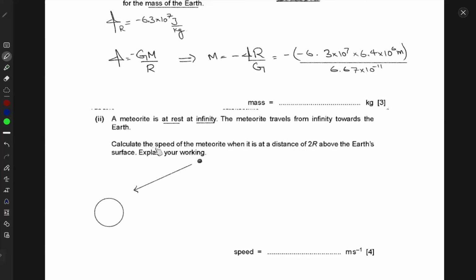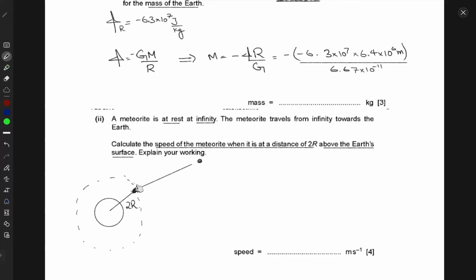And we want to calculate the speed of the meteorite when it is at a distance of 2r above the Earth's surface. So we want to calculate the speed of this meteorite when it's 2 times the radius of the Earth. So maybe it's somewhere in this region. When this meteorite reaches this point, which is approximately 2r as given in the question, we want to see what would be the speed of this meteorite at this particular point.